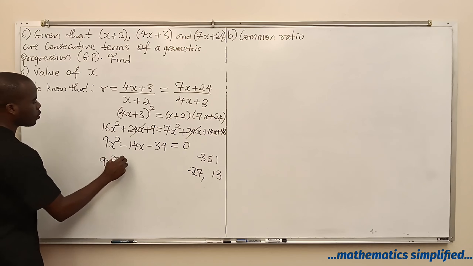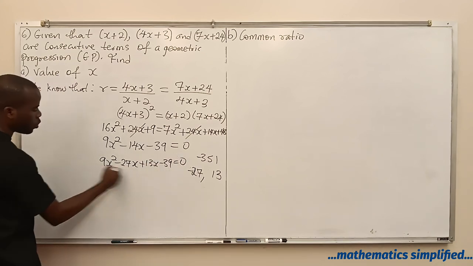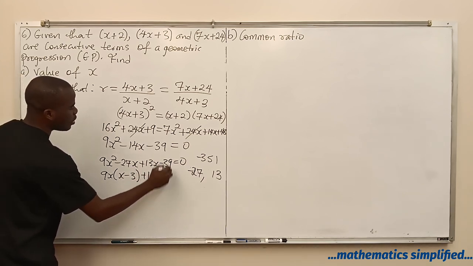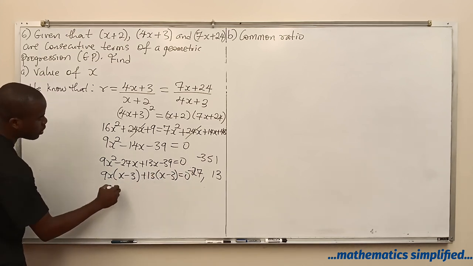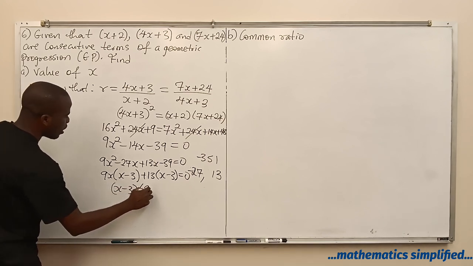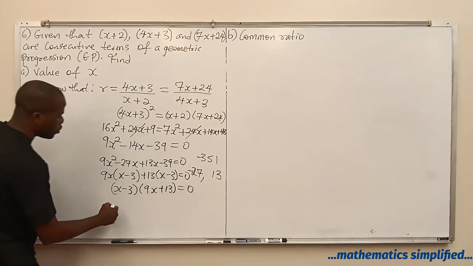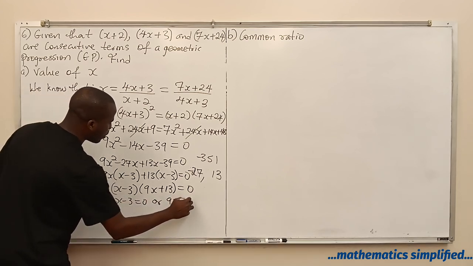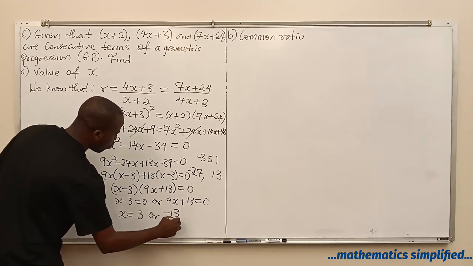9x squared minus 27x plus 13x minus 39 equals 0. So 9x is common here, 9x, x minus 3, 13 is common here, 13 times x minus 3, equals 0. So that we have, we factorize x minus 3 out, we'll be left with 9x plus 13. And so either this or this is equal to 0, so x minus 3 is equal to 0 or 9x plus 13 is equal to 0. So that x will be 3 or minus 13 over 9.